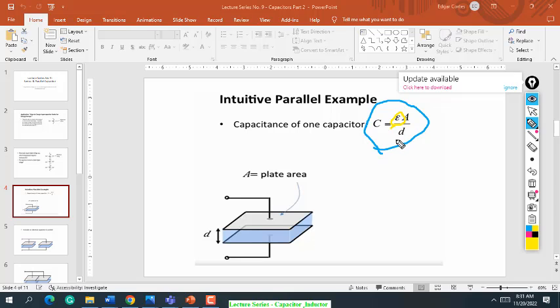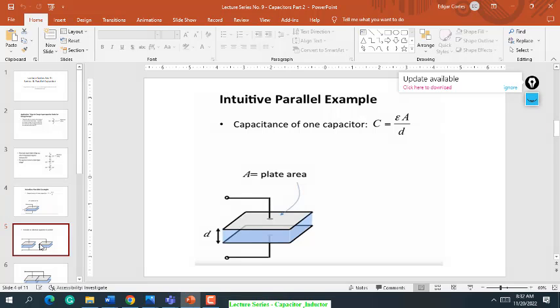Okay, and then we have distance. The distance is the millimeter distance, very close but not touching, the plate. So what happens if there's what we call a parallel capacitor? The next slide would tell.